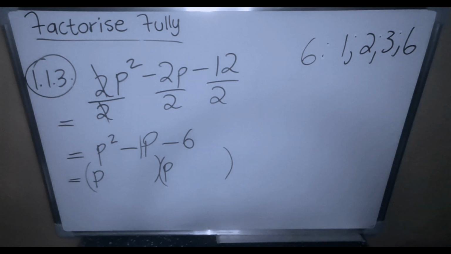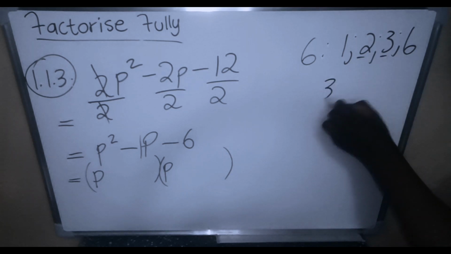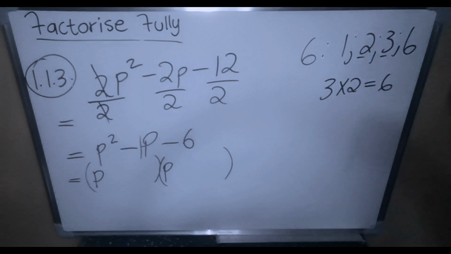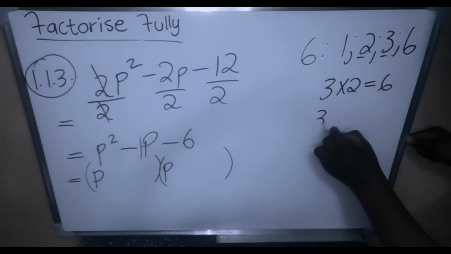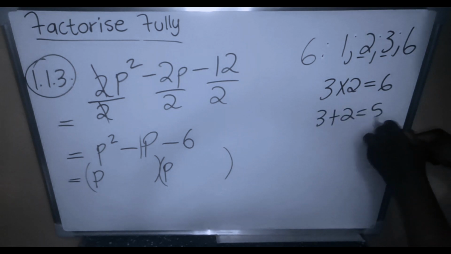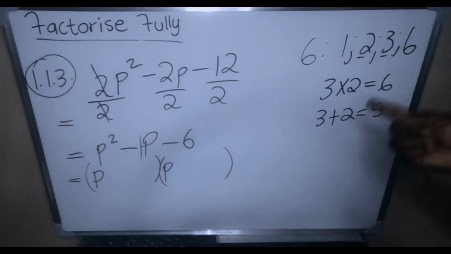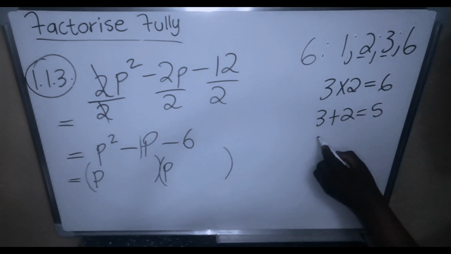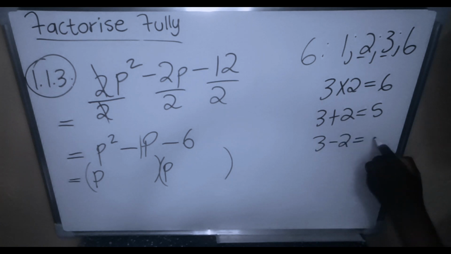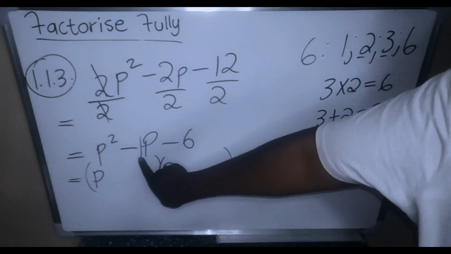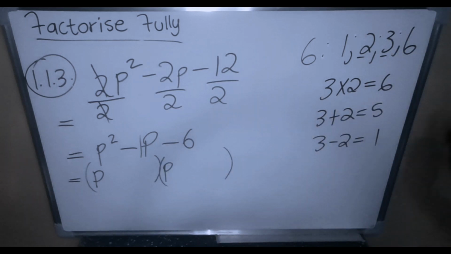Remember, 3 times 2. 3 times 2 is 6 again. Correct. But remember, when we add them, they must give us the middle term. 3 plus 2 gives 5. It does not qualify. We remove it here. We swap the signs again. 3 minus 2 is 1. It means it's better, but we need to have negative 1, not 1.